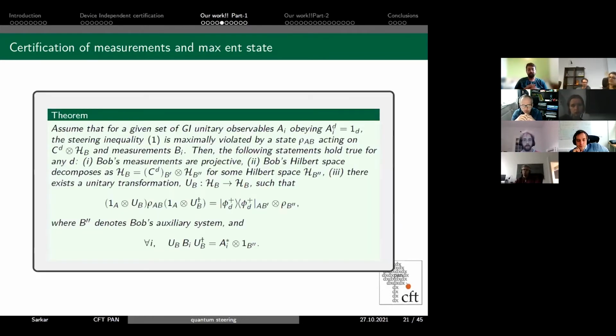Now the main result of our work is this theorem: let's say that my steering inequality, which I showed before, is maximally violated. Then the state rho AB, which in general we assume to be mixed, is given, up to some unitary transformation, by the maximally entangled state times some junk state, and Bob's observables, up to some local unitaries, are given by the conjugates of Alice's observables times some identity.